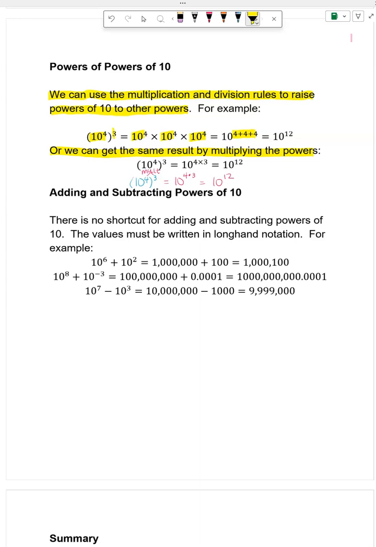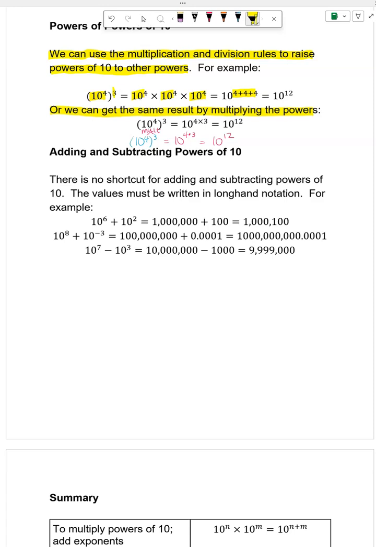Right. So now we're going to add and subtract powers of 10. There's no shortcut here. There's no shortcut for adding and subtracting the powers of 10. We just got to do what it says, right? The values must be written in longhand notation. So here we go. If you have 10 to the 6, we know that's 6 zeros after the 1, so we're just going to write that out. Plus 10 squared, well, that's 100. So then you just add those. There's no shorthand. 10 to the 8th, well, we have 8 zeros after the 1.